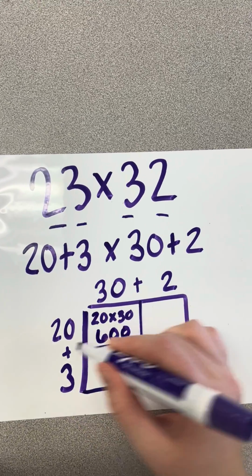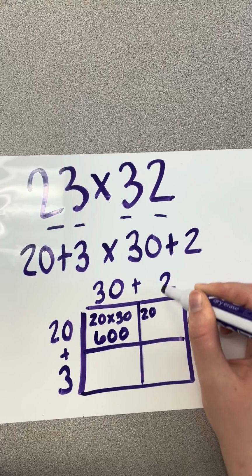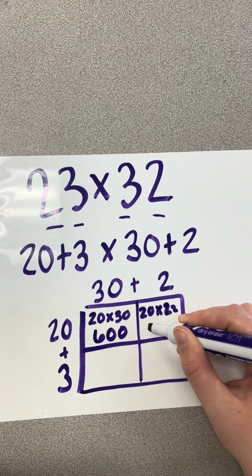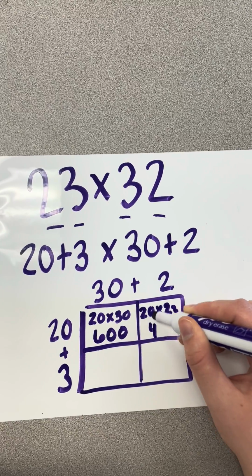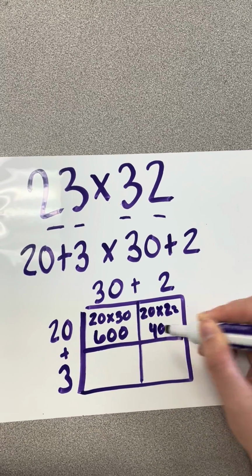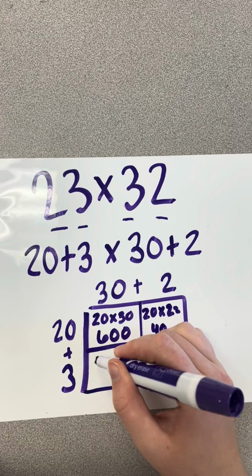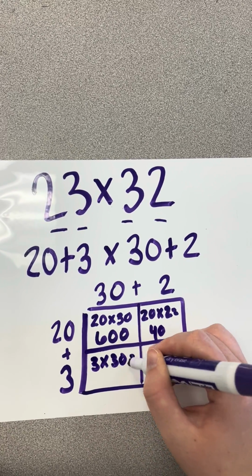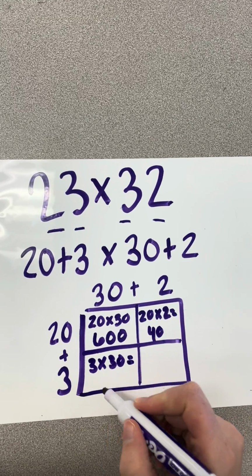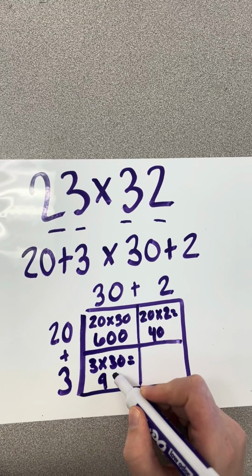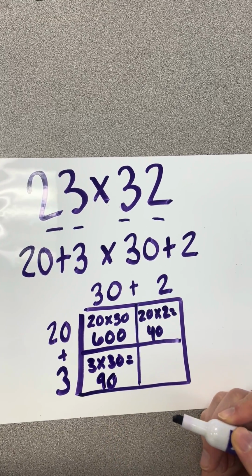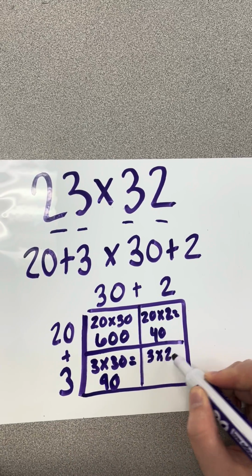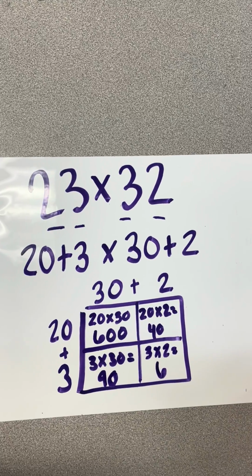Let's go over here. We're going to do 20 times 2. Look at those first digits. 2 times 2 is 4. But we can't forget about that 10. So we get 40. Now we're going to put 3 times 30. All right. We know 3 times 3 is 9. Give that 10 back, we get 90. Let's do that last one. 3 times 2, and we'll get 6.